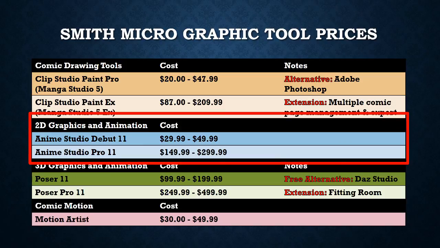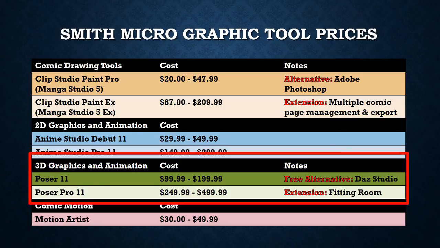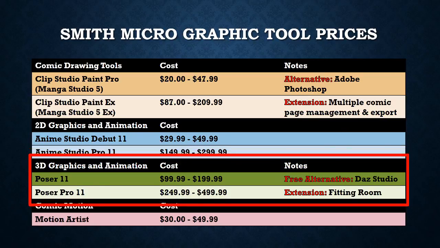Here, once again, Anime Studio, I know little about it. I paid $29 for an upgrade from Debut 10 to Debut 11, and that's all I know. Poser. I've been using Poser 11. I bought it for $199. I bought an upgrade for $175 to Pro, and then I returned it.